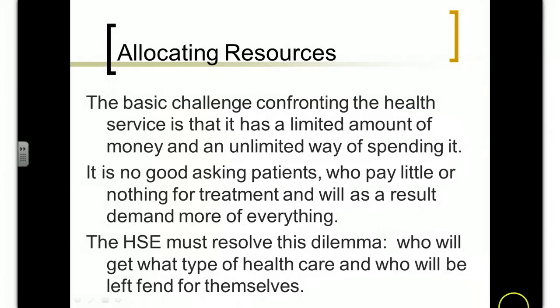So the HSE has to resolve this dilemma. The dilemma of having a limited amount of money and an unlimited way of spending it. So who will get what type of healthcare, and who will be left to fend for themselves? So we might have a huge public health budget. The HSE has a budget of about 9 billion.